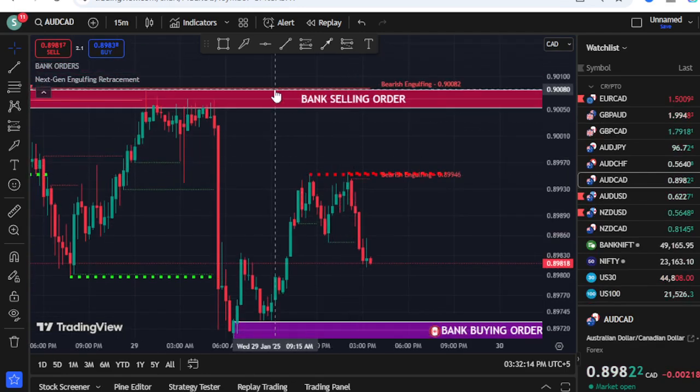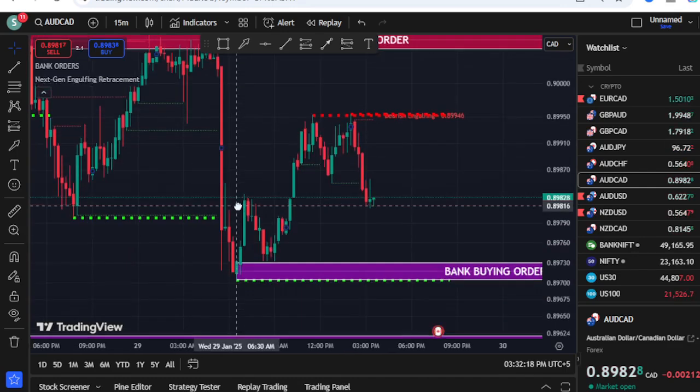Just look at this one. AUD CAD 15-minute, bearish retracement exactly from the bank selling order, you can take a chance. And that's why they are important.